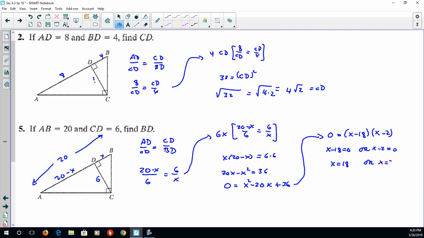Now, the way this picture is drawn, the DB would probably be the short side, x equals 2, but there's nothing special about this. This picture may be drawn just terribly inaccurately. So either one of these answers is okay. X could be 18 or x could be 2.